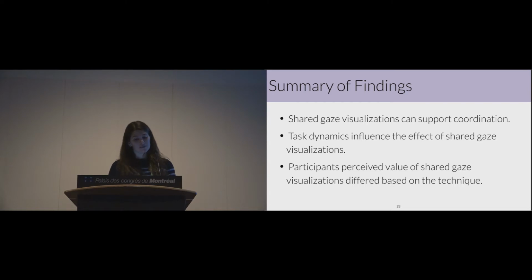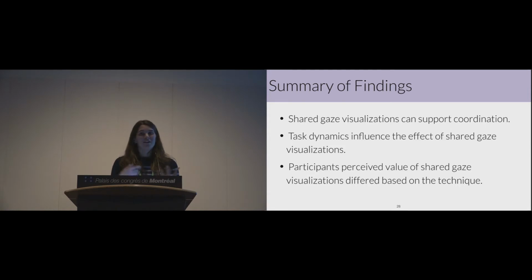And so to summarize these results, we see that shared area or shared gaze visualizations can support coordination. So this is consistent with prior work that people can use shared gaze visualizations to coordinate on objects and things that they're discussing together. We do see that the task dynamics influence the effect of the shared gaze visualizations. So we did not see an impact of shared gaze visualization technique on the independent searches, but we did in collaborative searches, right? So this relationship between the pair matters.